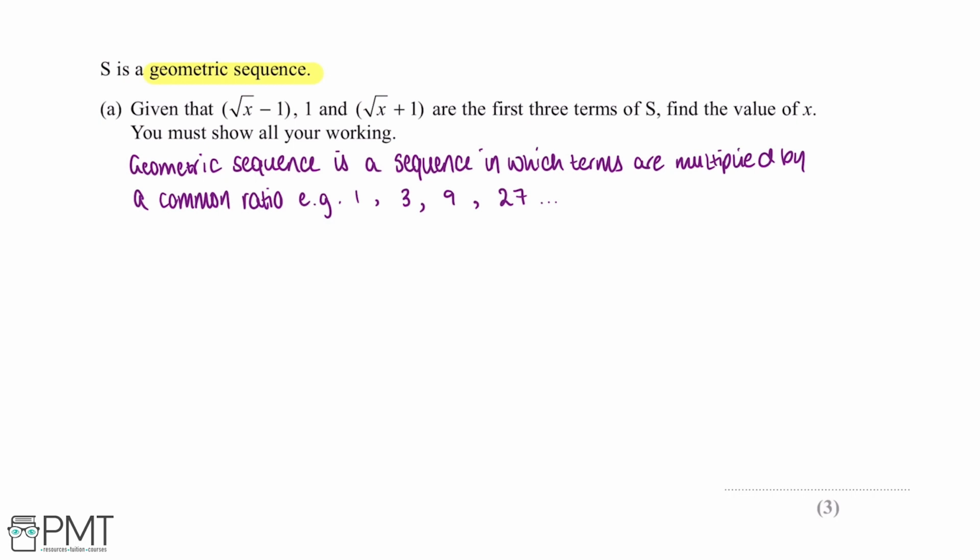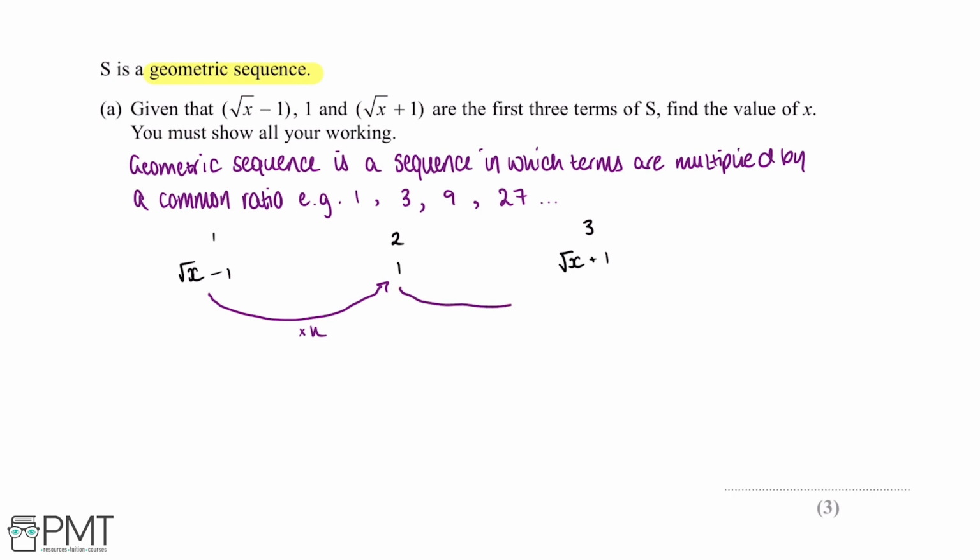So we've been told that term 1 is root x minus 1. We've been told that term 2 is 1, and then term 3 is root x plus 1. So if we let k be our common ratio, then this means that root x minus 1 multiplied by k gives us 1.